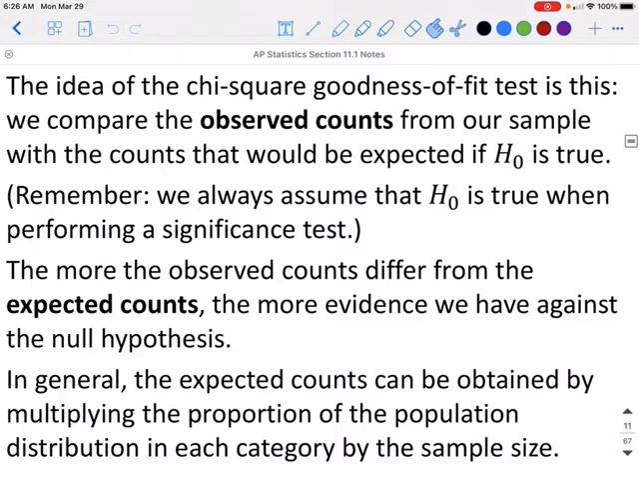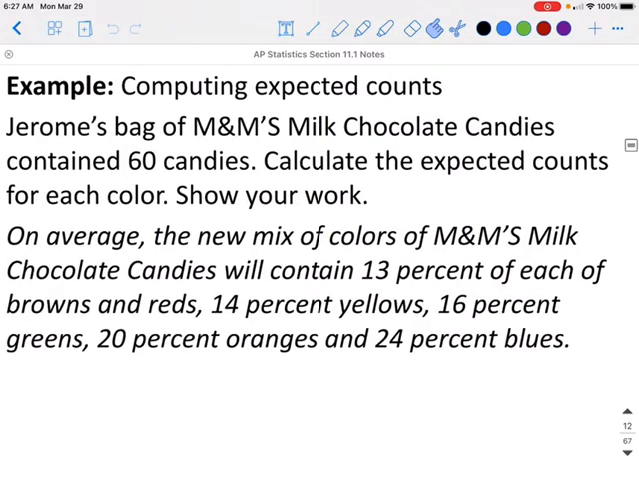The idea of a Chi-Square Goodness of Fit test is that we compare the observed counts from our sample with the counts that would be expected if the null hypothesis were true. Remember, we always assume that the null hypothesis is true when performing a significance test. The more the observed count differs from the expected count, the more evidence we have against the null hypothesis. In general, the expected counts can be obtained by multiplying the proportion of the population distribution in each category by the sample size.